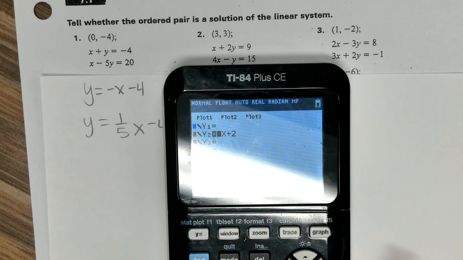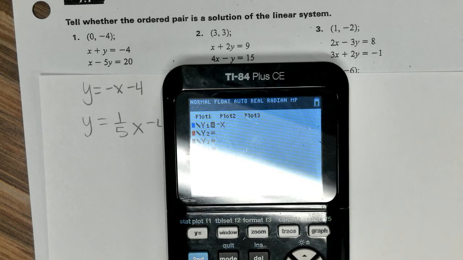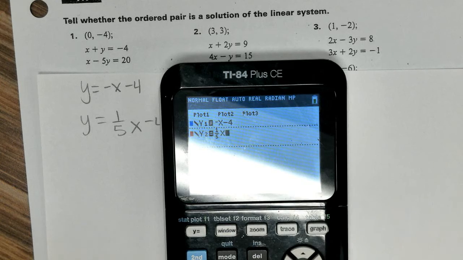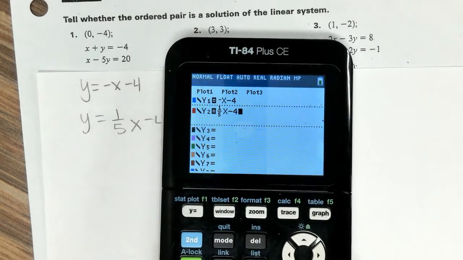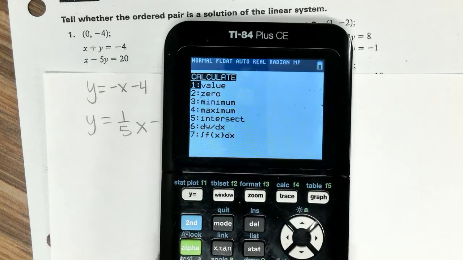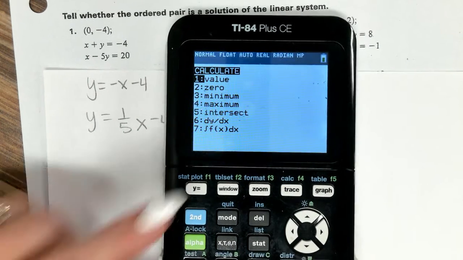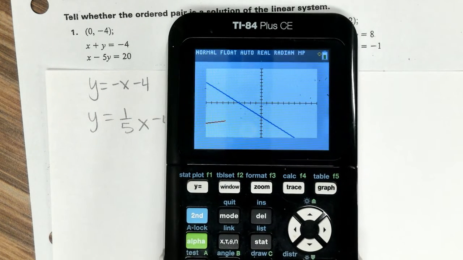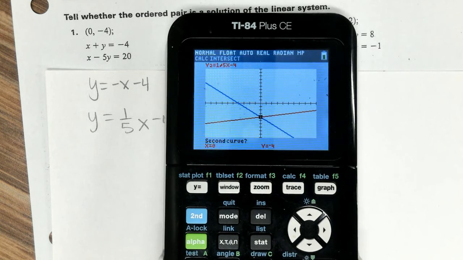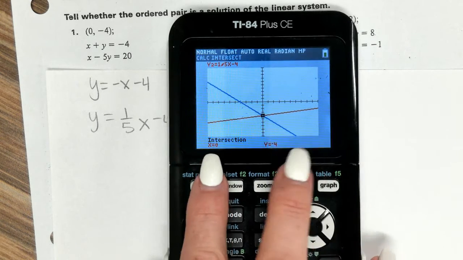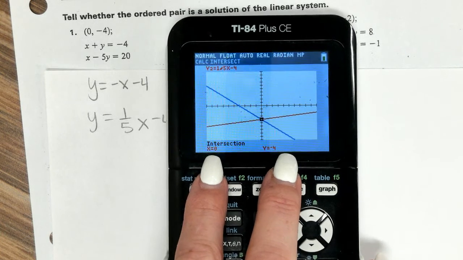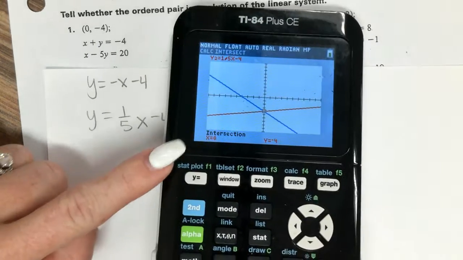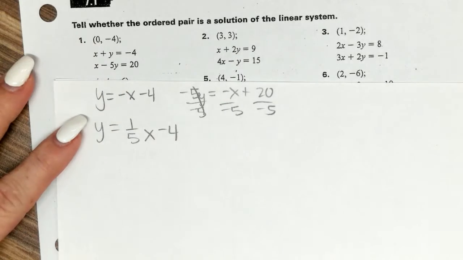I put in y equals. I go to second trace option, because what does option 5 say? It says I want the intersection. I wait for it to graph. I hit enter, enter, enter, and what is the intersection? So was this the actual intersection for both of them? So what's my answer going to be for number 1? Yes.